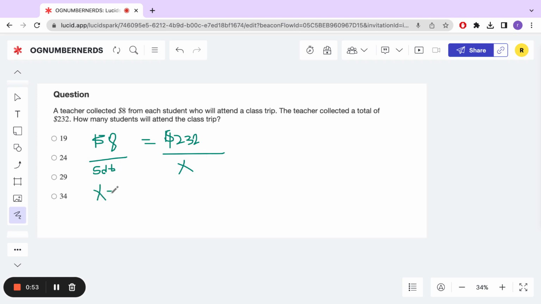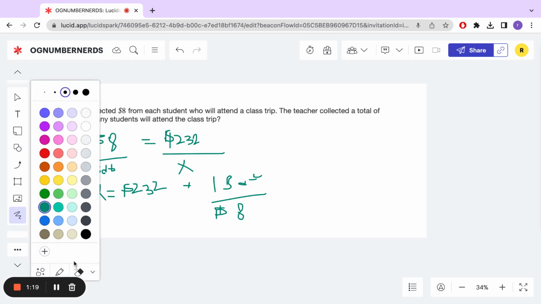X will be equal to $232 multiplied by 1 student per $8. Let me write this a little bit better. Just scribbles.